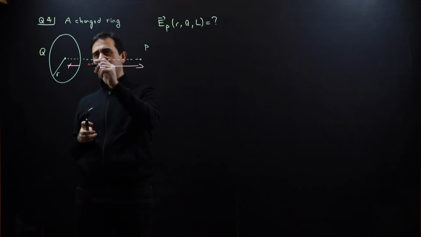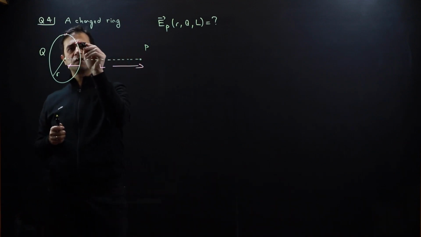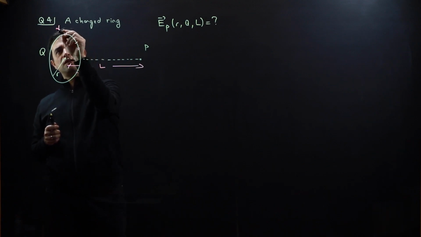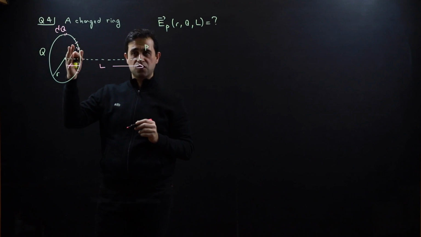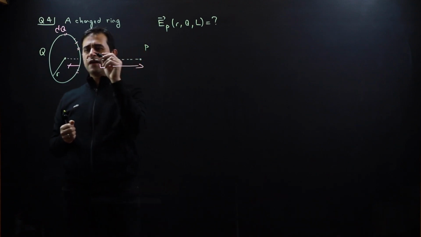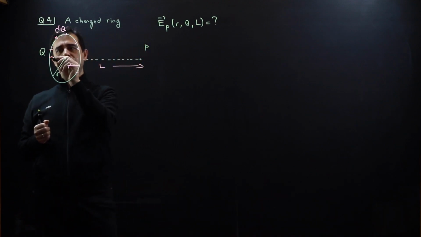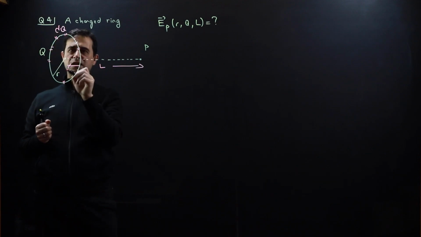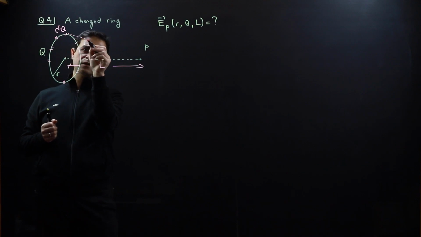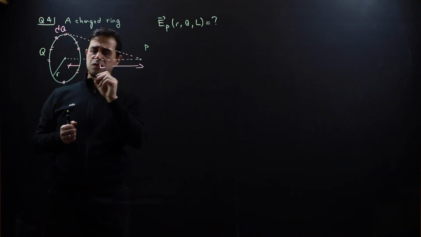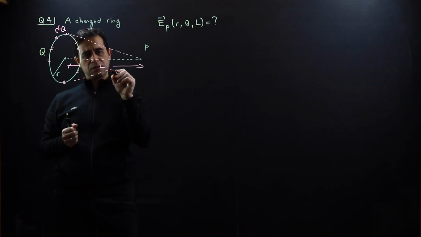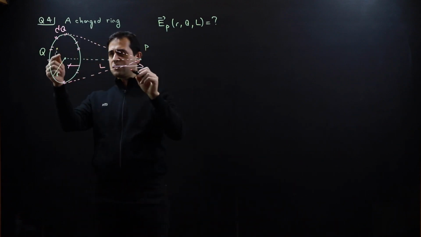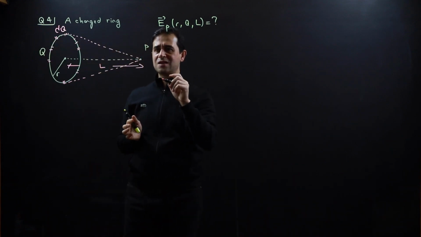I'm going to divide this ring into small parts, like this part, that part. Let's say the charge of this small part is dq. If I take this one and that one, and draw the distance between them, let's see if I can make it exact. Okay, if I look at these two and the others, here is what I see.